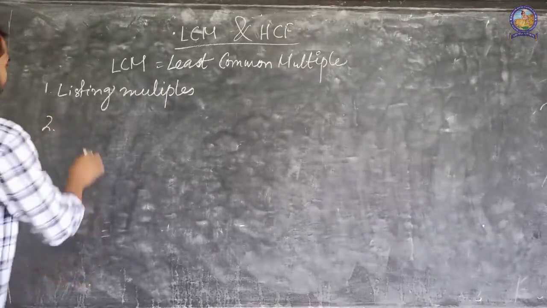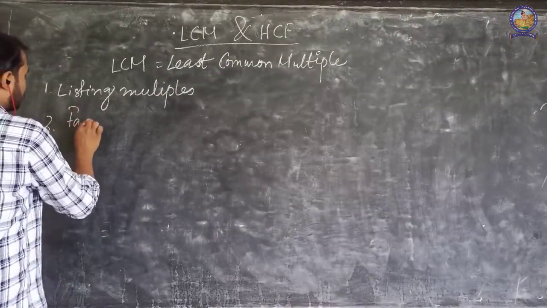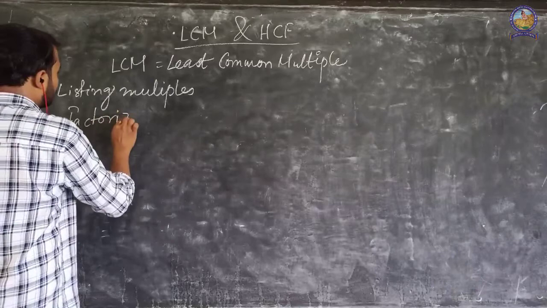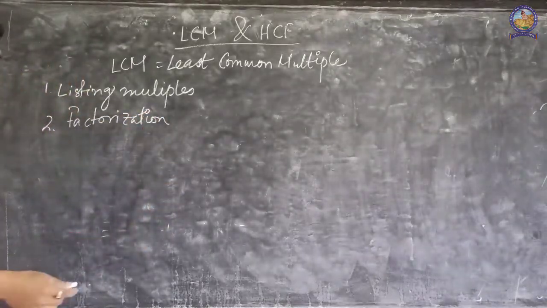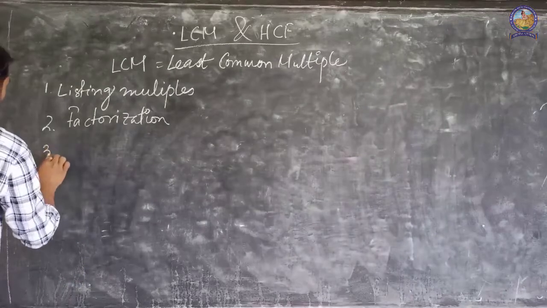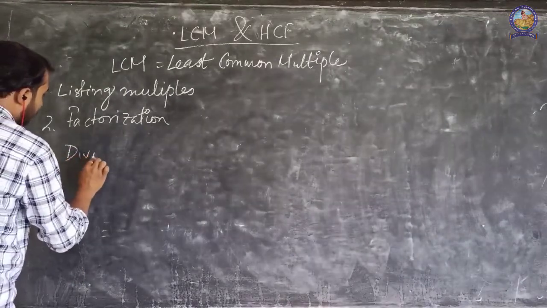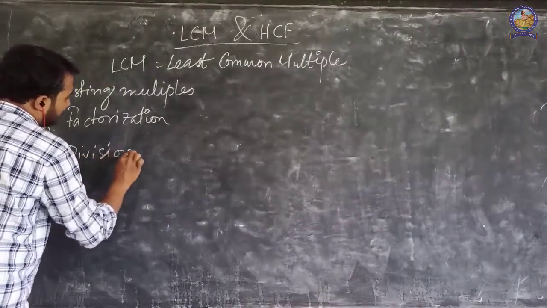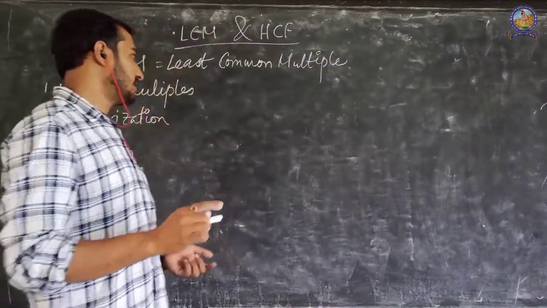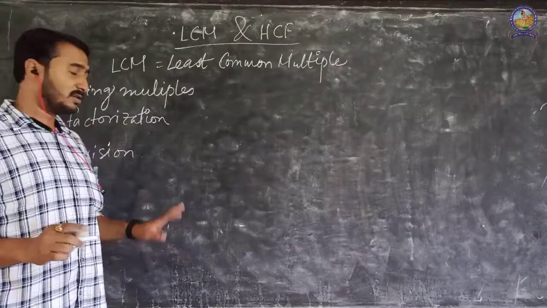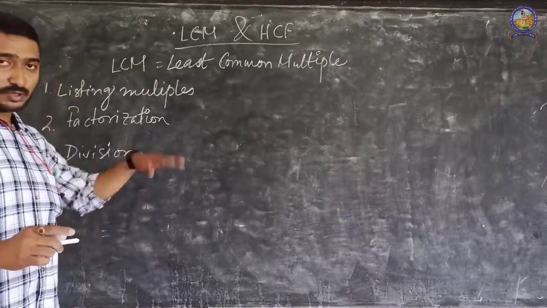Then we have the factorization method, or we can say prime factorization also. And the third one is the division method. But this division is not called the long division method like in HCF. In HCF, the division is also called the long division method, but here it is the division method. I will show the procedure.